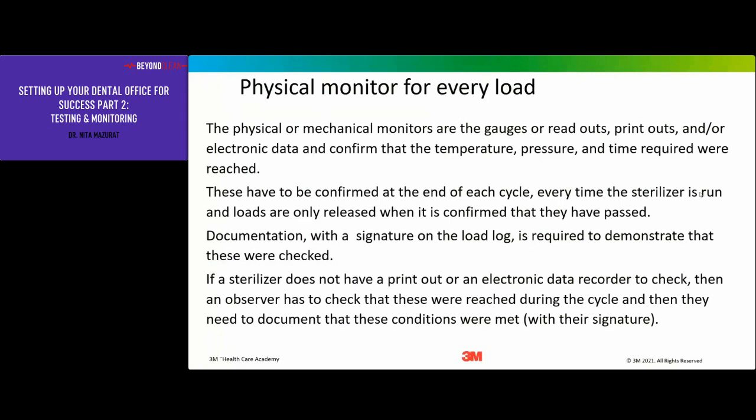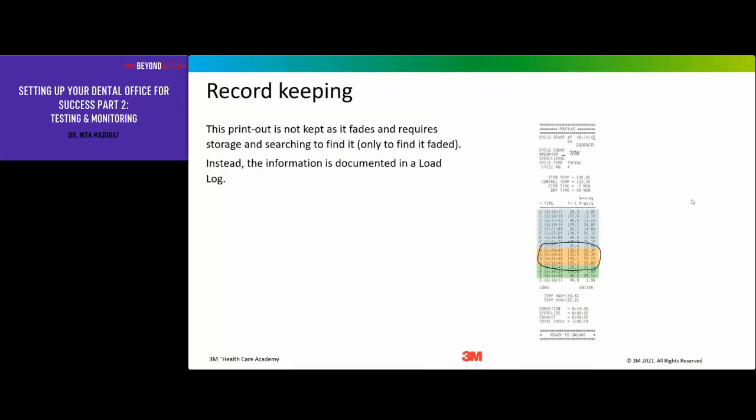Documentation with a signature on the load log is required to demonstrate that these were checked. If a sterilizer does not have a printout or an electronic data recorder to check it, then an observer has to stand there and check that they were reached during the cycle, and then we need to document that these conditions were met with their initials on the load log.